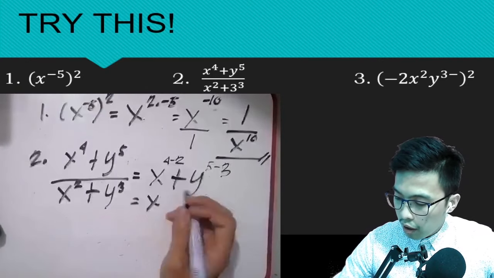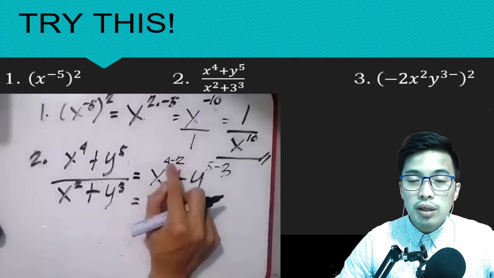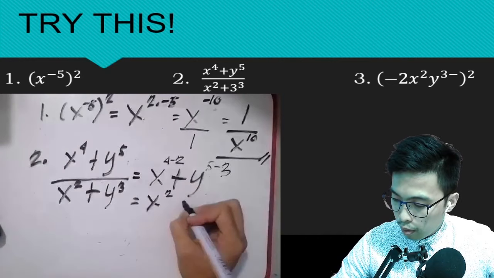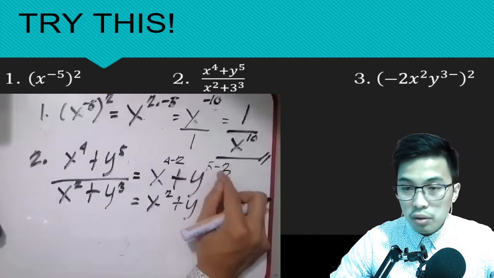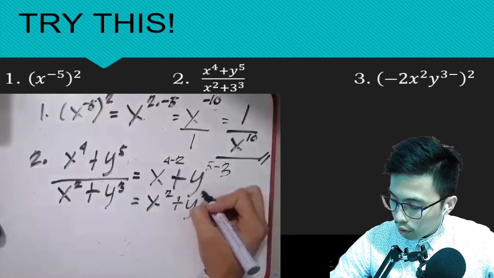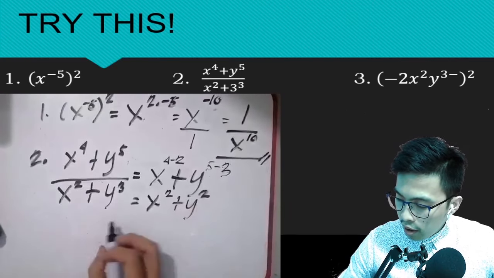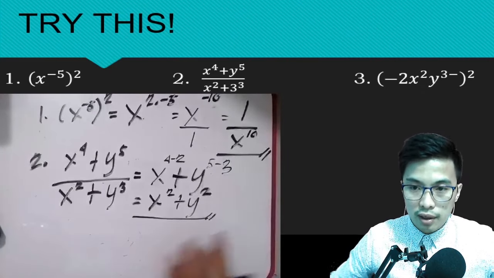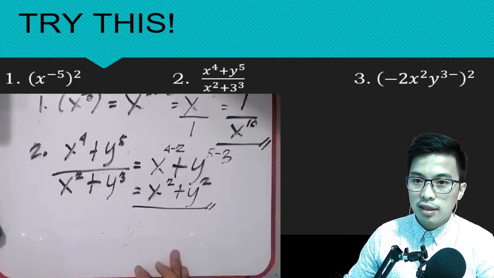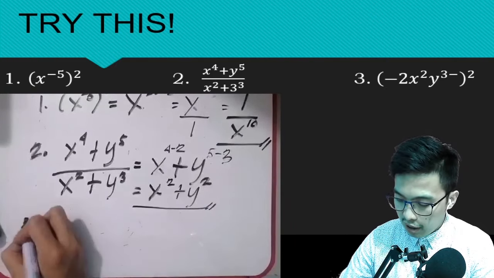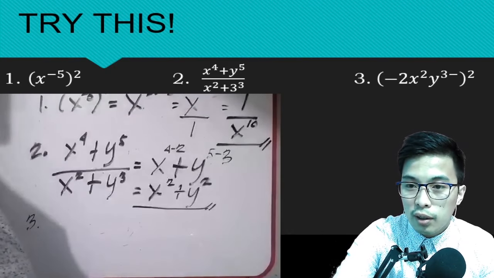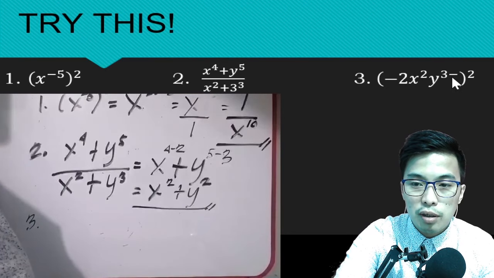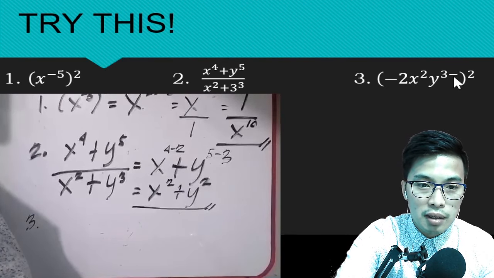So, x raised to the power of 4 minus 2. What is 4 minus 2? 4 minus 2 is just simply equivalent. Okay? Plus y, 5 minus 3, that is equivalent. Okay? So, I guess this is already the simplified form. Alright. So, another one. Oh, the last example. Okay? Sorry guys, another typo. There's a negative sign here. Merong negative sign dito. So, tanggalin nyo na lang.